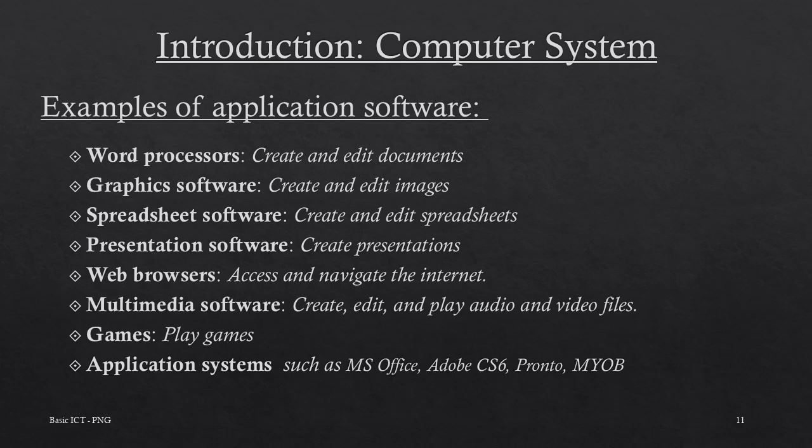And you also have application systems. Application systems are a group of applications put together to form a system. Example would be Microsoft Office system, Adobe CS6, Pronto, MYOB. These are examples of application software systems.